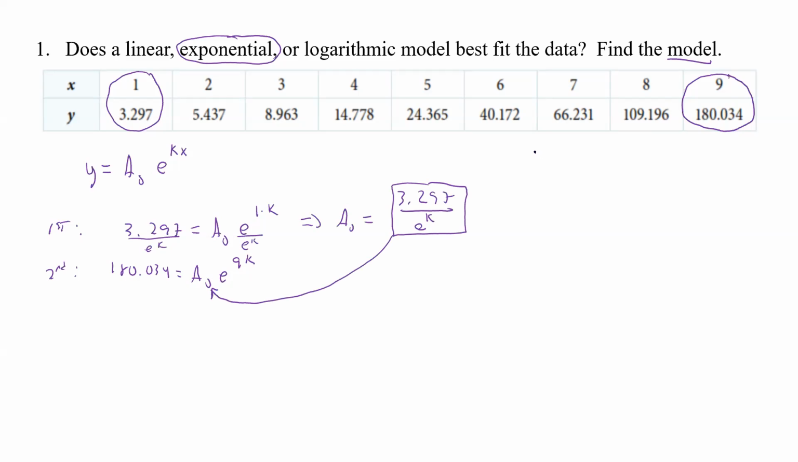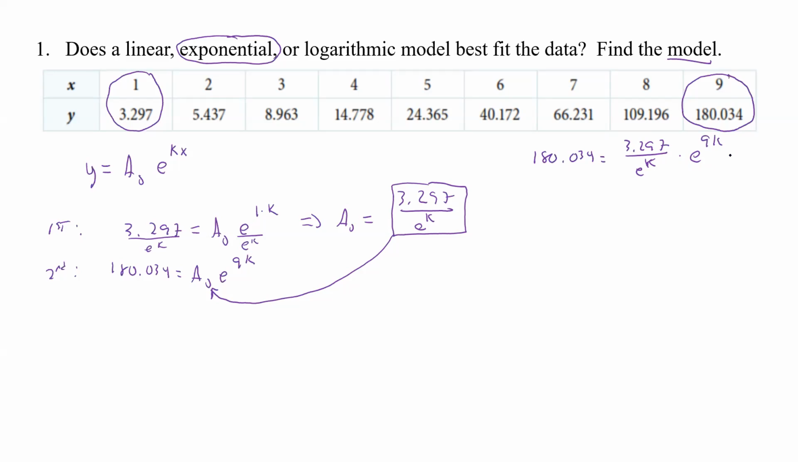So that gives me 180.034 equals, now I plug that in, 3.297 over e to the k times e to the 9k. Okay. Well, I've got numbers here and here, and I've got e to the k's here and here. So what I'm going to do is think about this by first getting rid of this 3.297.